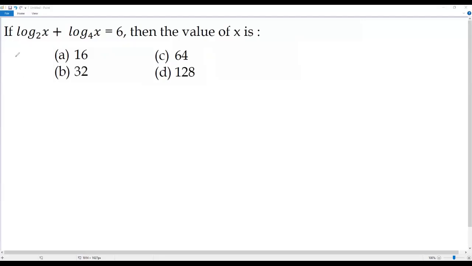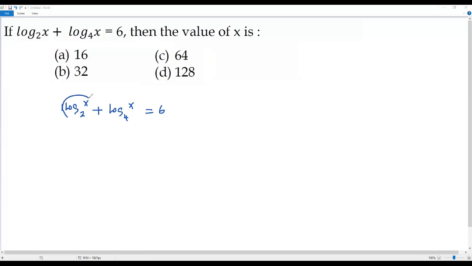So what I'm going to do is, first let me write the given equation: log x to the base 2 plus log x to the base 4 equals 6. What is the coefficient of the first logarithm? I mean, what number do we have in front of the first logarithm? Actually, we don't find any number. We can assume there is number 1.